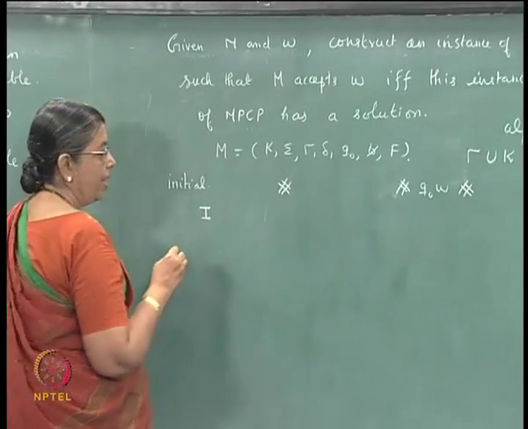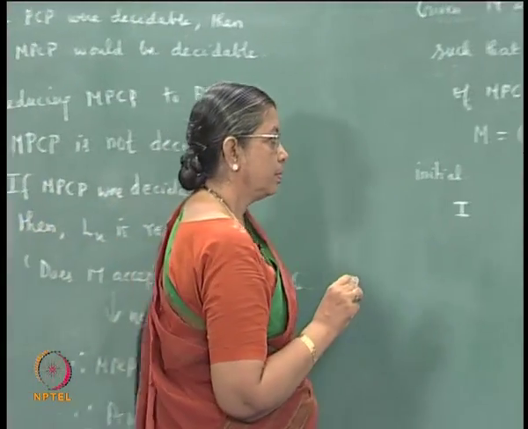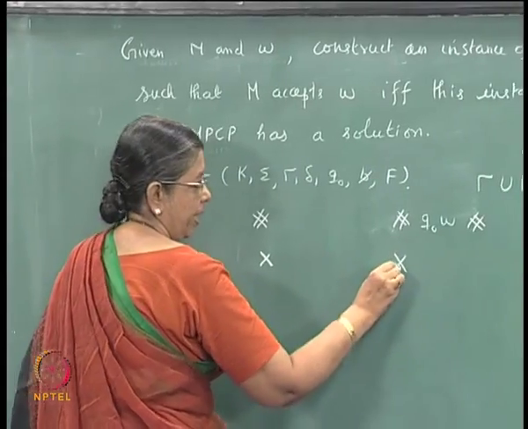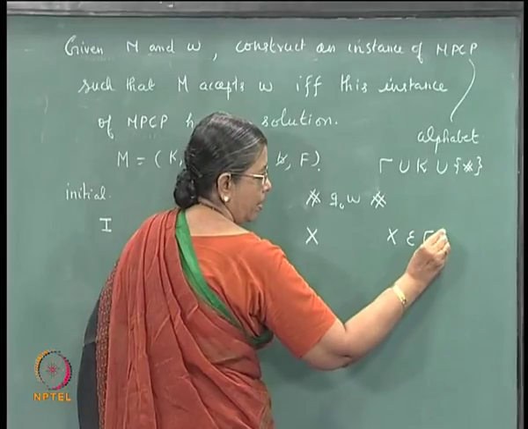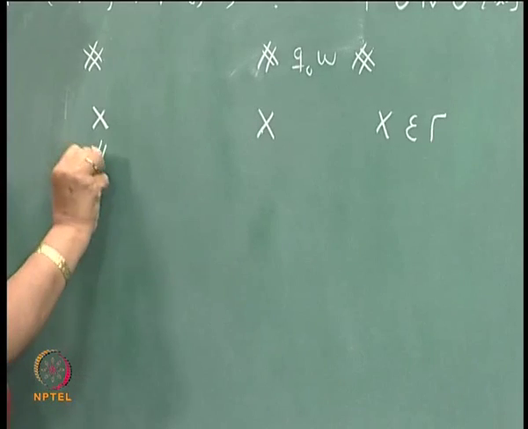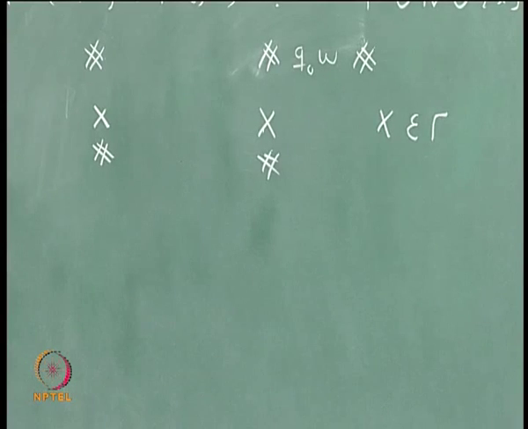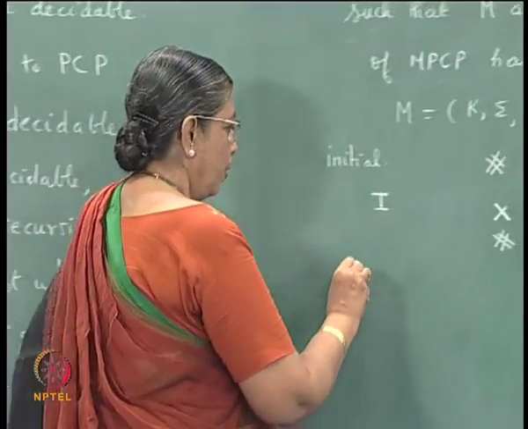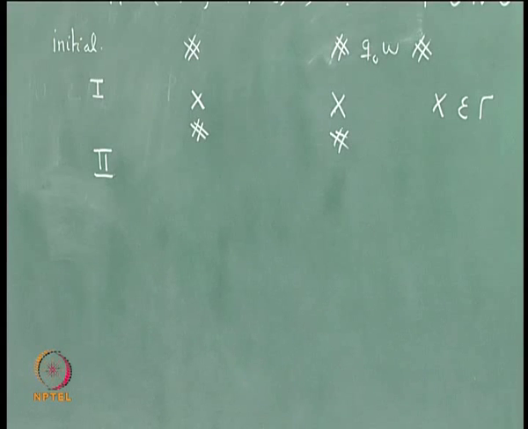Then you have some pairs. Group 1 will be X, where X belongs to gamma, and then you can have hash, but not the states. Group 2 is to simulate the Turing machine.